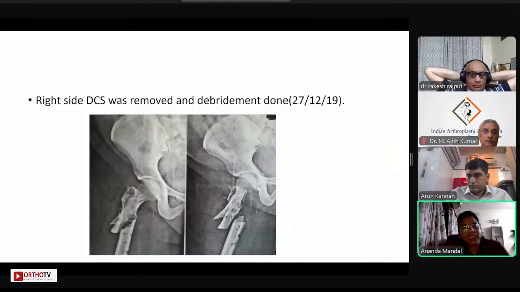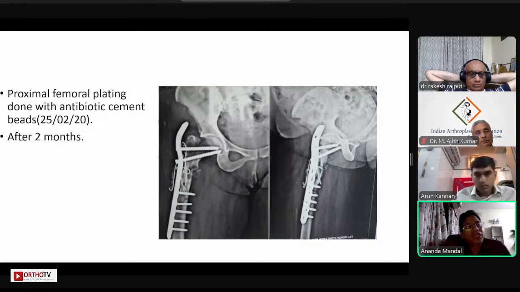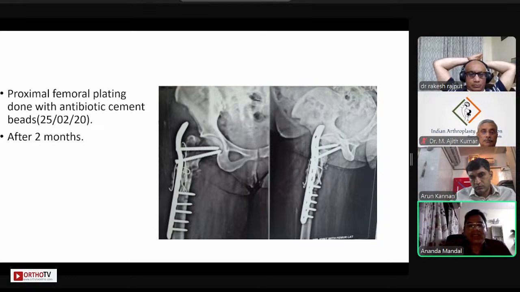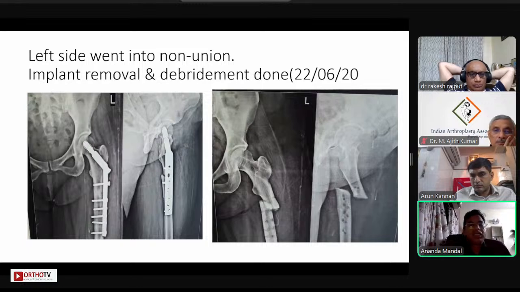From the X-ray, we can see sclerosis of the proximal fragment of the femur. After 2 months of removal of the implant on the right side, proximal femoral plating was done by that surgeon with antibiotic cement beads. This is the post-operative X-ray. Now, the left side also went into non-union and he removed the implant.